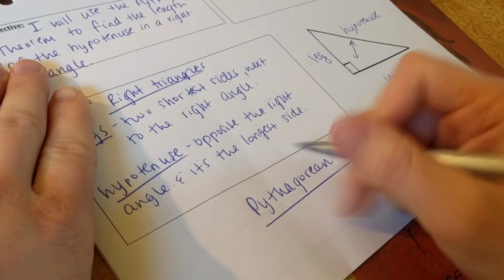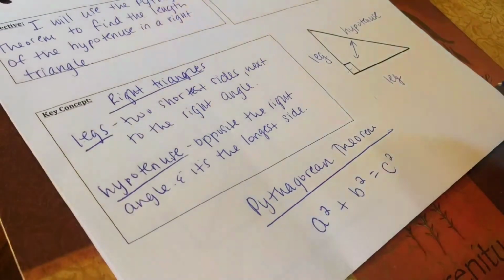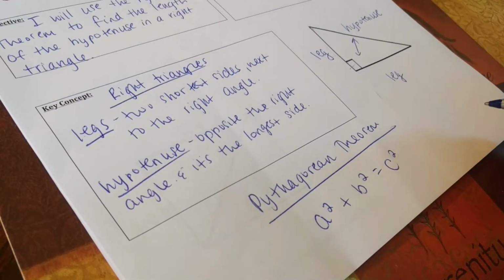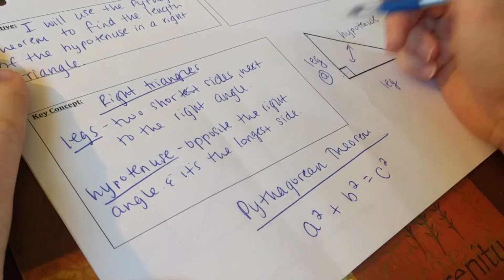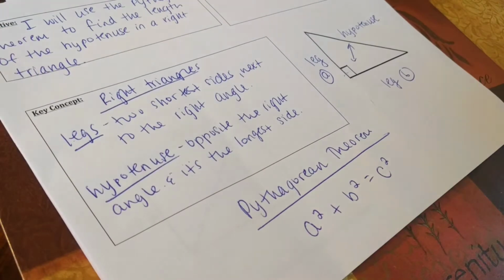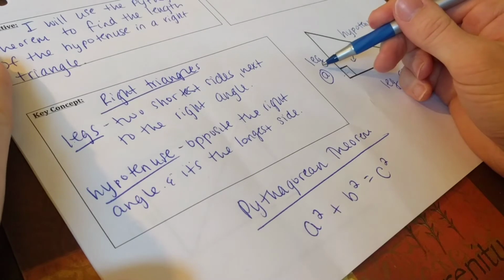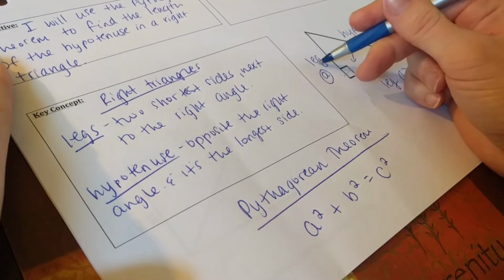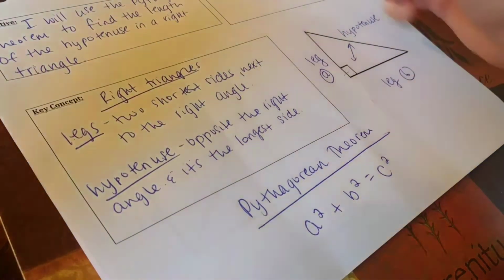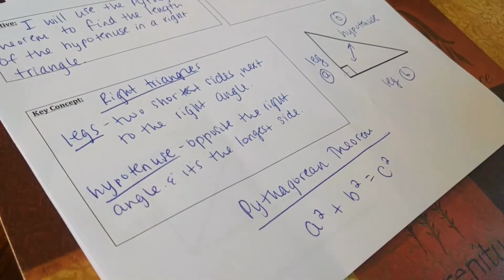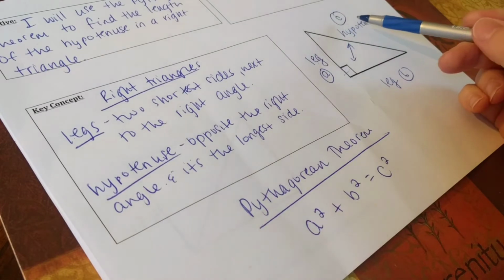The formula for the Pythagorean theorem is a squared plus b squared equals c squared. We always label the two legs: A is one leg, B is your other leg. If you wanted to label this leg A and this leg B, that's fine. The A and the B are interchangeable. They just have to represent the lengths of the legs. The hypotenuse side always has to be C. The hypotenuse can never be A or B, it has to be C.